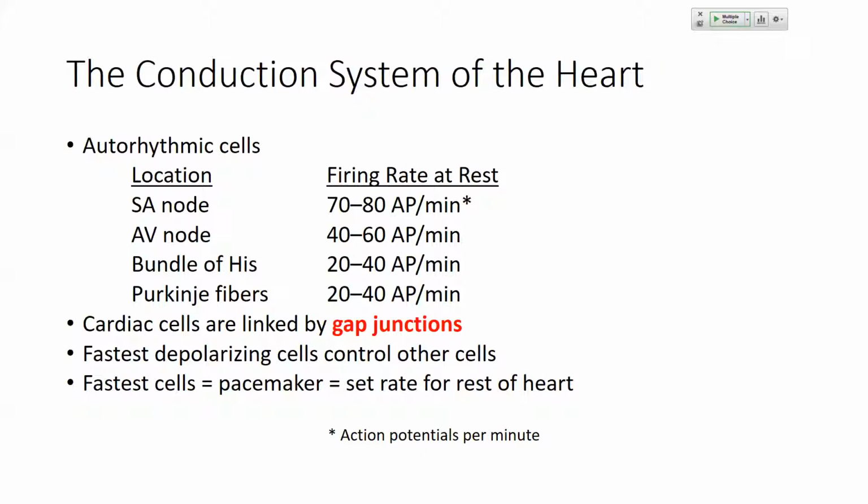And then the bundle of His and Purkinje fibers are significantly slower in their rate of firing action potentials. And we're going to see that this is intentionally done so that there is a delay between the SA node and the AV node. Call that delay the AV nodal delay. It's important that the SA node is firing just a little bit faster than the AV node to allow that delay to happen. That delay ensures that the atria fully contract before the ventricles contract.